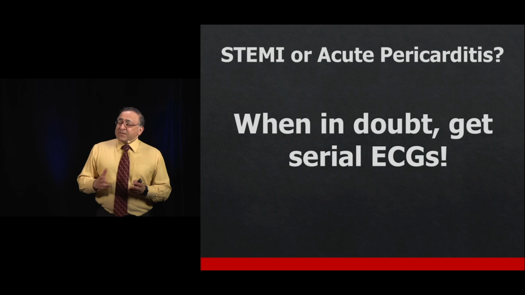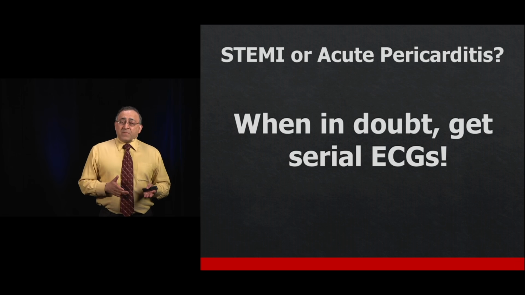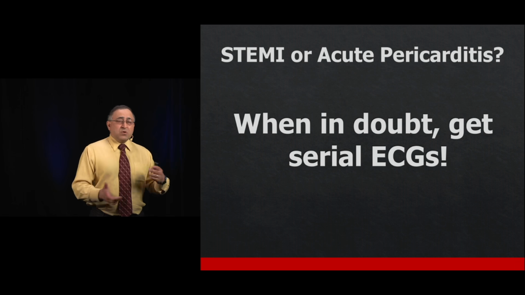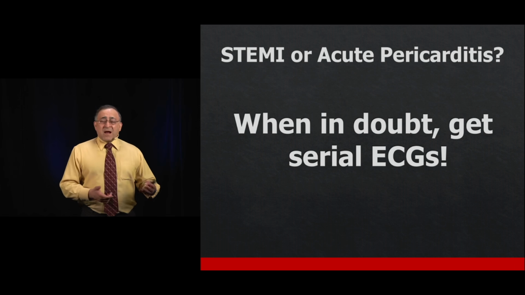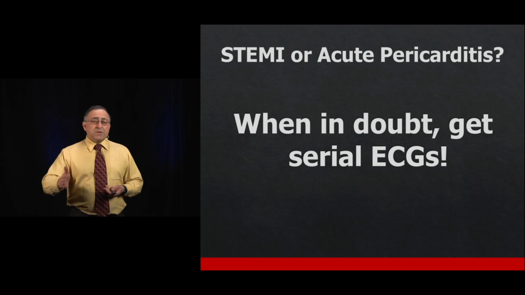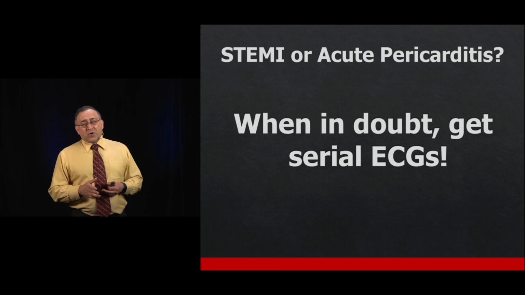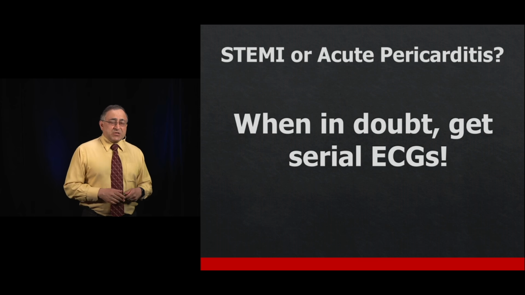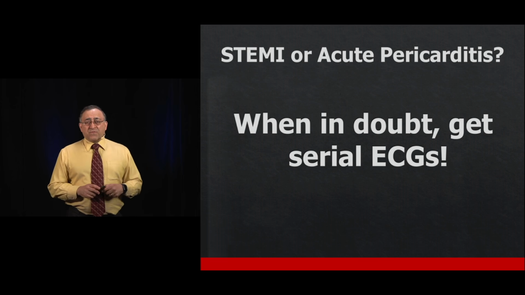And when in doubt, getting serial EKGs can be helpful also. If you get a repeat EKG in half an hour or an hour from the first EKG and you see things evolving, that strongly points towards a STEMI. Pericarditis usually is not going to change much at all, if at all, in the first hour or so.